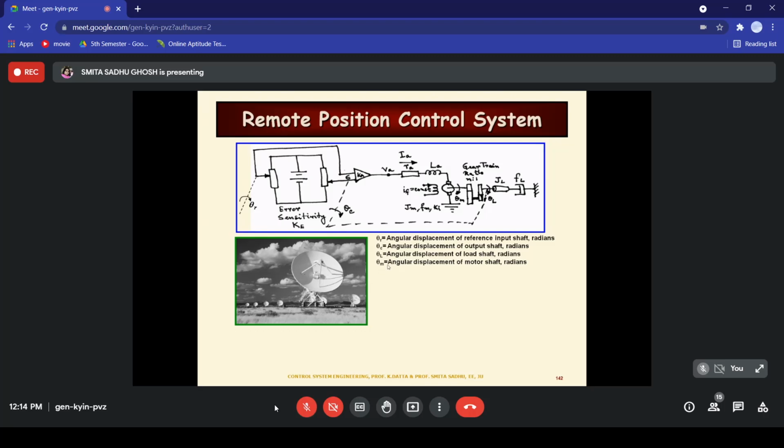Now, theta M is the angular displacement of the motor shaft. You can see that the motor shaft is connected via this gearing arrangement over here. The gear train ratio is given, and then that is coupled to the load shaft. If the gear ratio was 1:1, then theta m and theta l would have been the same. But here it is not the same, and the conversion factor would have to be taken into account.